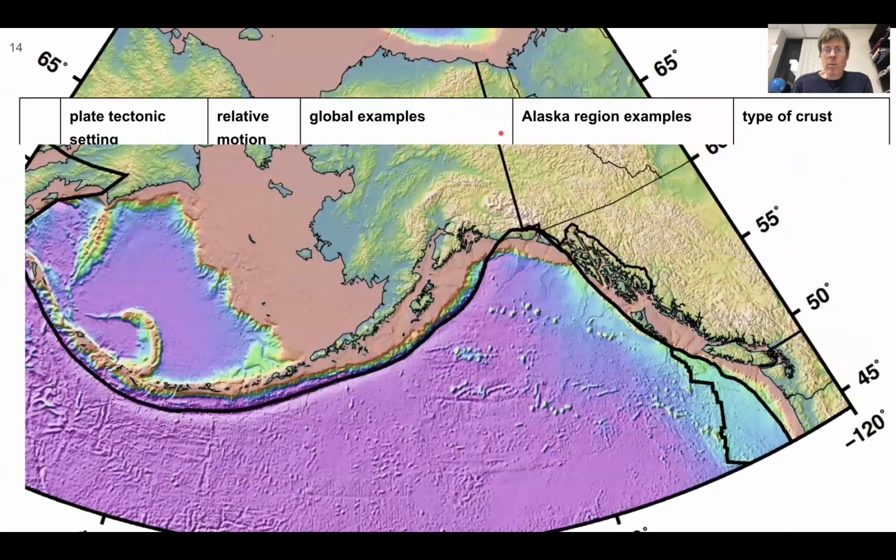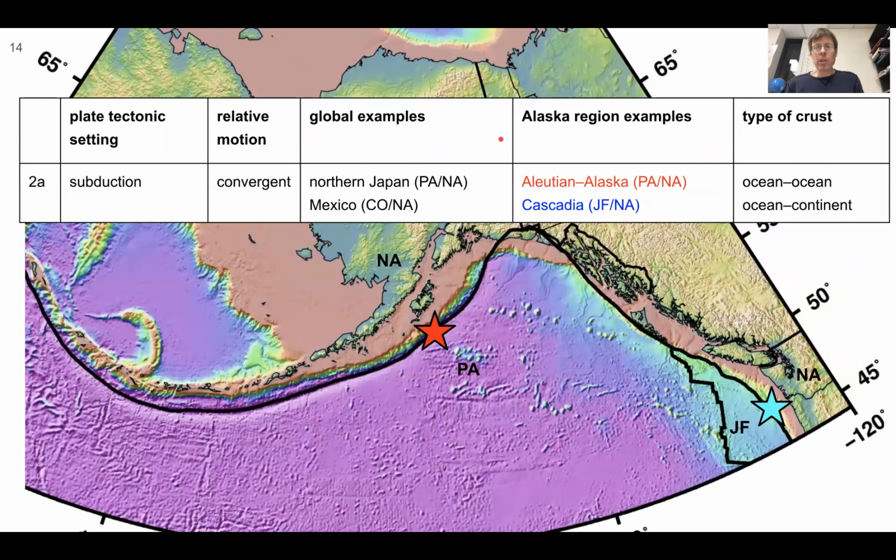So in the Alaska region, we have clearly subduction. We have 2. One is the Cascadia subduction zone, and the other is the Aleutian-Alaska subduction zone. And both of these would be examples of ocean-continent at the boundary.